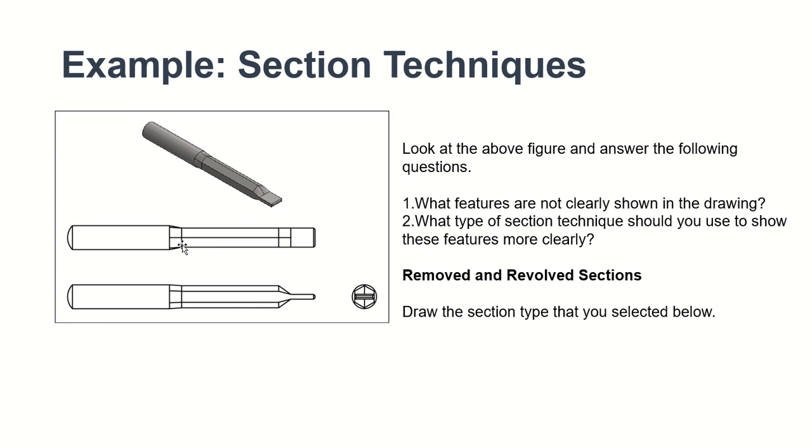So internal features are not shown, we want to see them, and we're going to use a removed and revolved section, because you can remove a different section. Why? Because you have different features on this part. You have one feature here, another feature here, another here, and there. So we have to use the removed sections and also revolved sections to show these features so that we can see them clearly, and then we'll draw it.